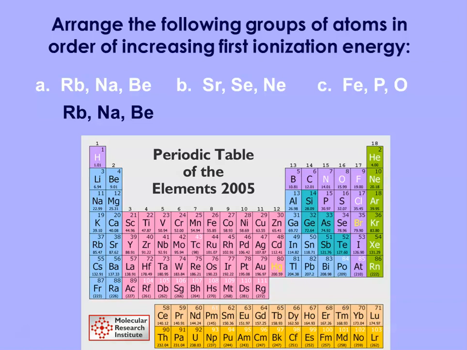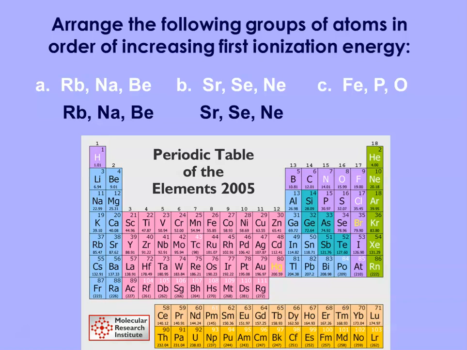Strontium's number 38, selenium's 34, neon is number 10. Again, the one with the greatest amount of shielding is going to have the smallest ionization energy, has the least attraction for its valence electrons, and that would be the case with strontium. The one with the most attraction for its valence electrons would be neon. Period 2, selenium, and period 4 would fall between the two.